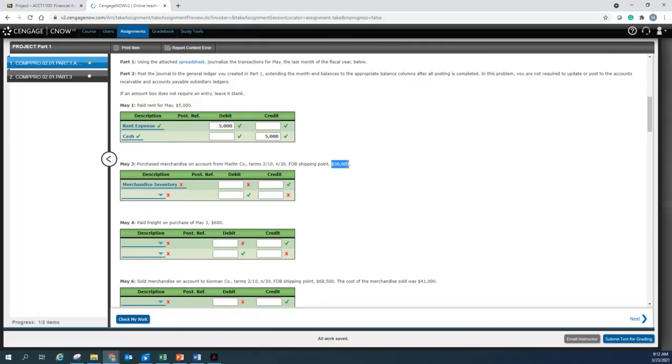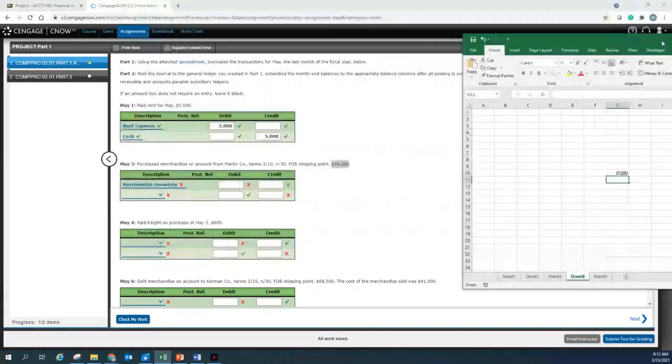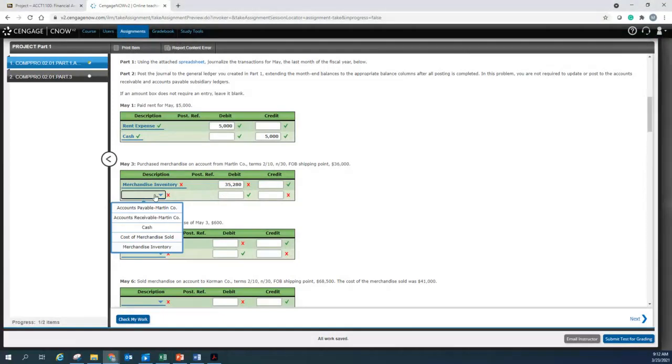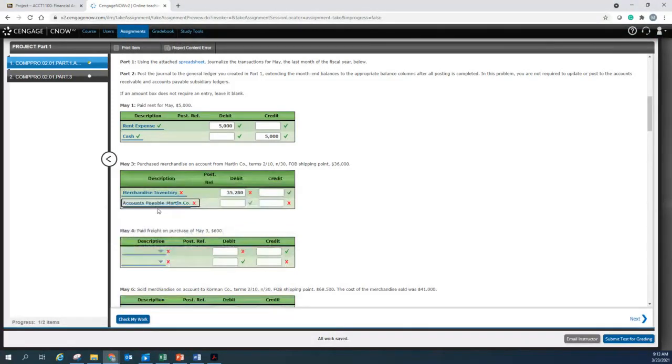For how much? It's going to be $36,000, but discounted by 2%. So it's going to be 98% of this $36,000. That comes out to $35,280. And then the credit is purchase on account, so it's accounts payable for $35,280. Unlimited check my work in part 1, so I could just use it each time. And we'll learn that if you didn't get this, no worries.